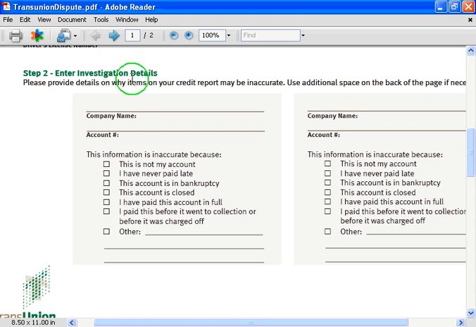Enter investigation details. This is where you would put your actual disputing information. So let's say you are disputing something from Bank of America. You would put Bank of America right there in the company name, the account number, and why it is wrong. This is not my account. I never paid late. This account is in a bankruptcy. This account is closed, and so on. And if you have another reason, check there and write it down.